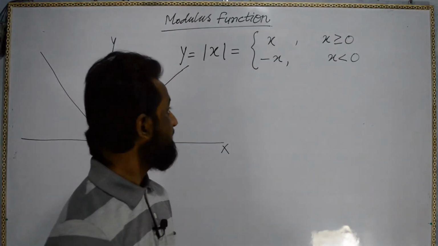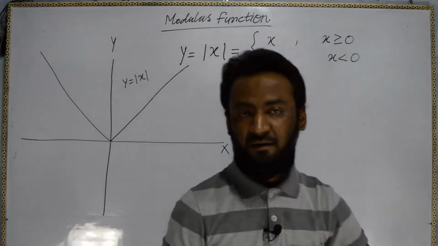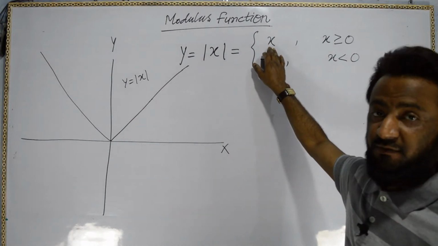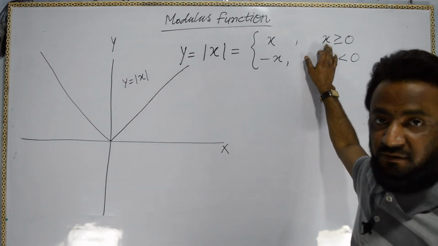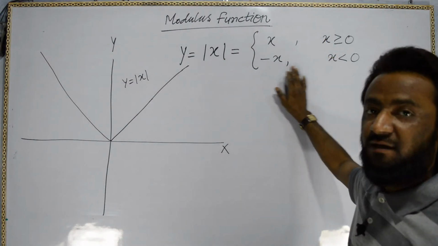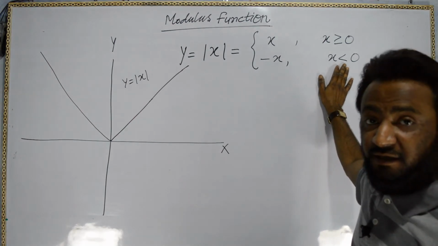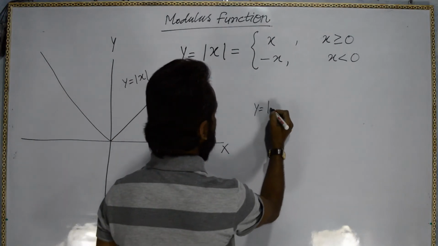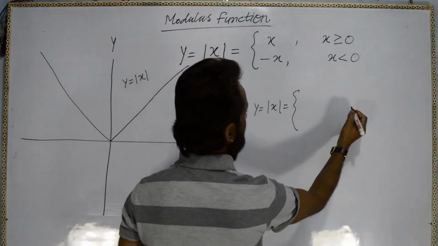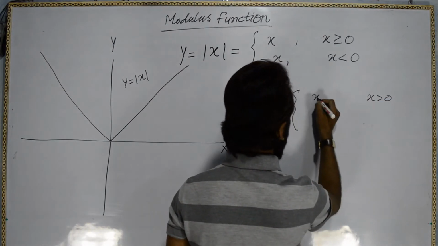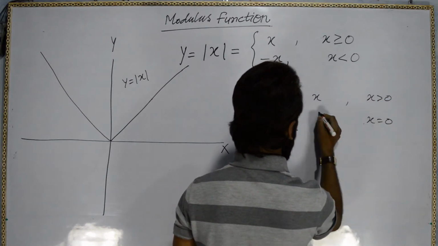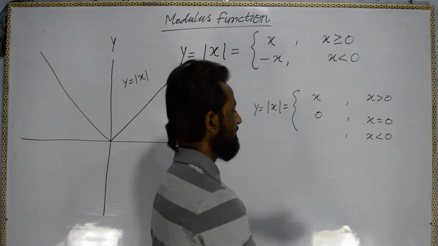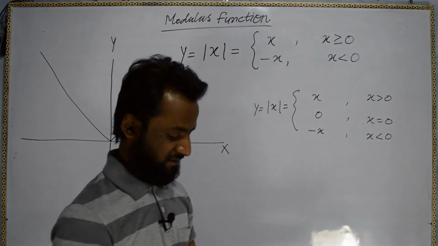Okay, next we have the modulus function. The modulus function is defined as y equal to mod of x equal to x, positive x, when x is greater than or equal to 0, and mod x is negative x when x is taking negative values. So how it is happening actually, if I write it properly, y equal to x for positive x, we are getting only x, for x equal to 0 it is 0, and for x negative, when x is taking negative values, it is taking -x.